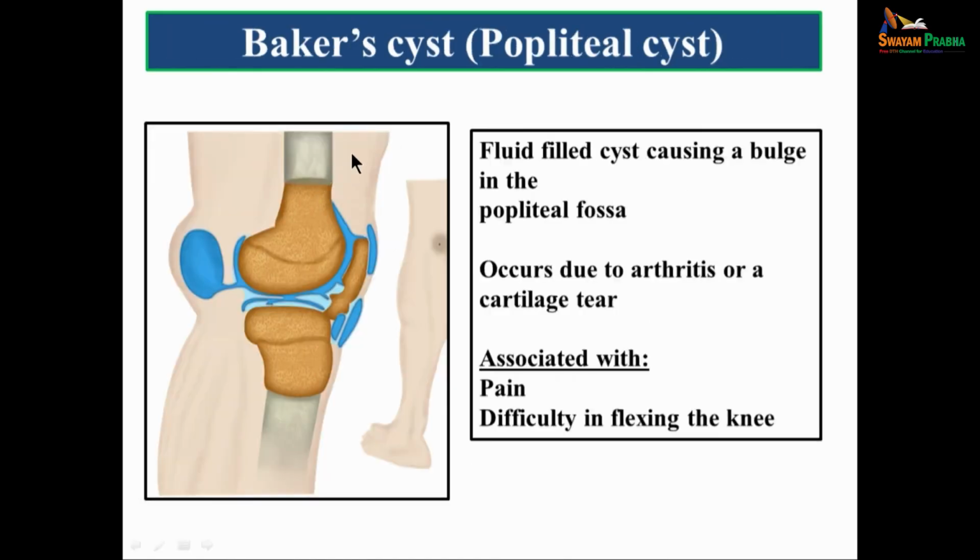Baker's cyst, sometimes called popliteal cyst. Now this is the knee joint. What is this Baker's cyst? It is a fluid filled cyst causing a bulge in the popliteal fossa. It usually occurs due to arthritis or a cartilage tear. This condition is associated with pain in the knee and difficulty in flexing the knee joint.